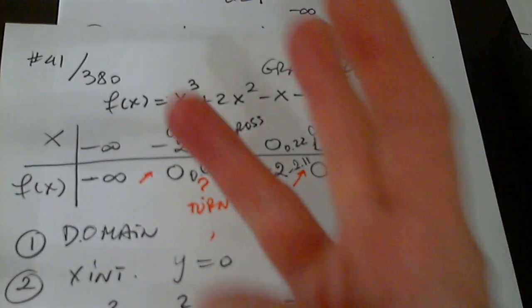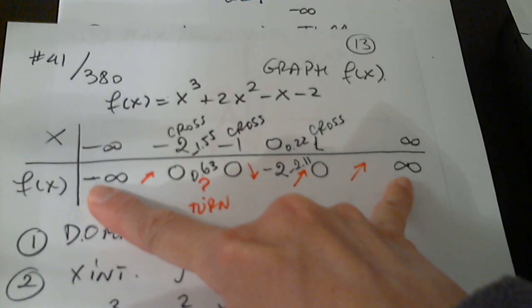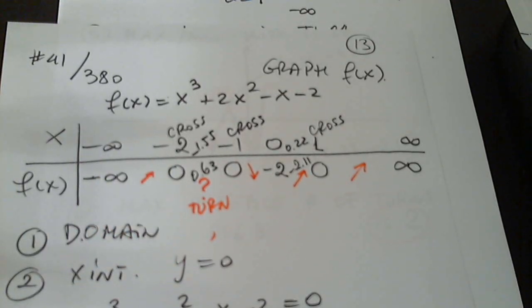So this was degree 3. Degree 4 will be the same. The only difference will be the end behavior. I know we need more practice, so I'm going to share the book, and you can choose. We are on page 381. No, 380.